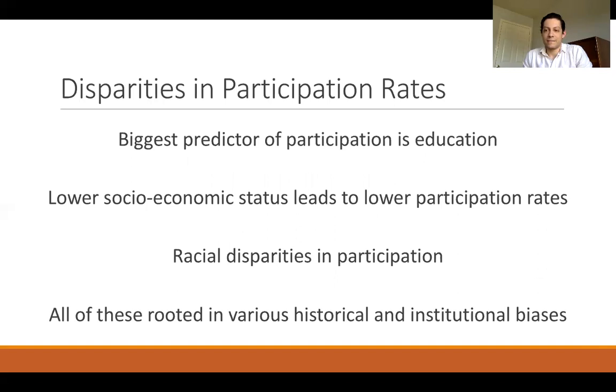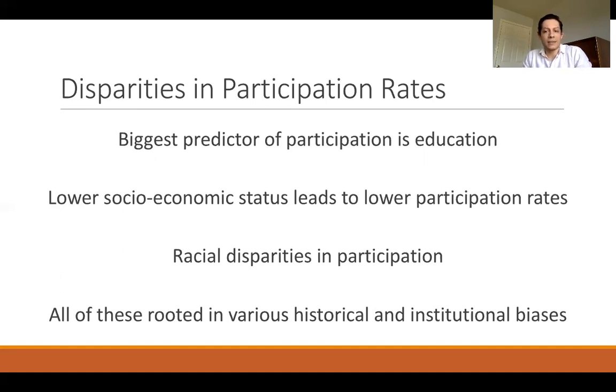However, that 50 to 60% participation rate is an overall average. There are a lot of disparities in the types of people that participate in elections. The biggest predictor of whether or not someone votes is actually their level of education. You all being college students and one day college degree holders will be much more likely to vote or to participate in some way than a person who has solely a high school level education.